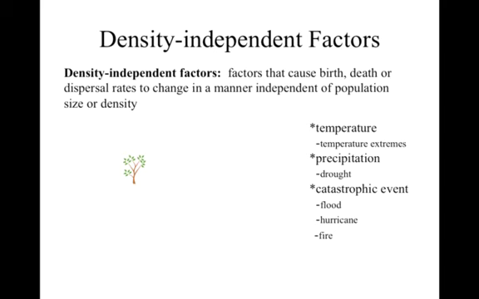It doesn't matter. Precipitation, so floods and in particular droughts can be very devastating for plants. And again, they don't care how many plants are there. The drought happens when the drought happens. Same thing with catastrophic events. Floods, so that's sort of a catastrophic event, but also precipitation, hurricanes, fires, all of these things that can wipe out organisms, but they don't wipe them out with any reference to how many organisms are in the population.